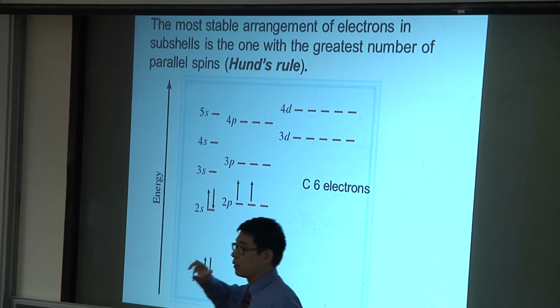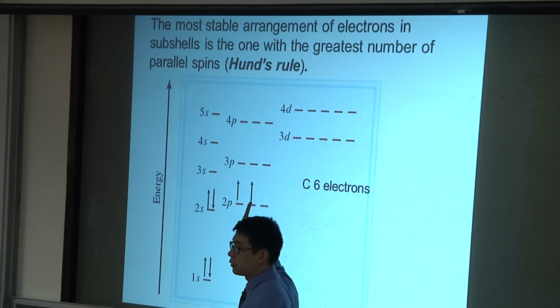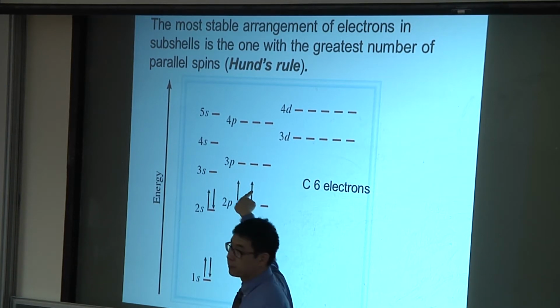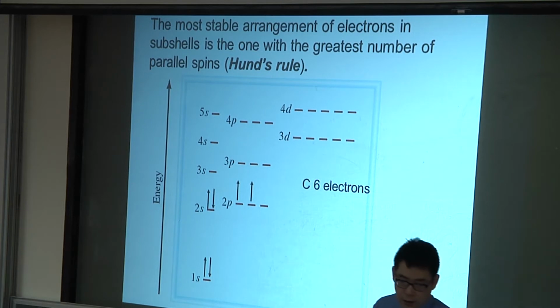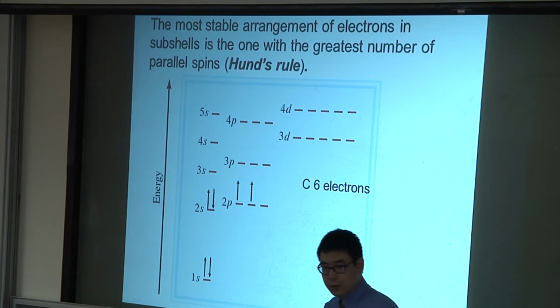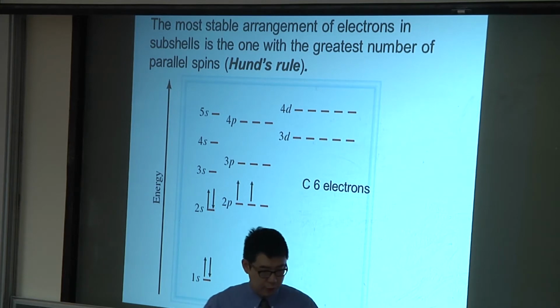There's 2 points here, right? One is it goes into the next orbital in the 2p subshell. The other point is that it's in the same direction, right? So it's not up here and down here. It's not up here and down here. It's up and up. And so it turns out that having these parallel spins is energetically favorable. It's stable.